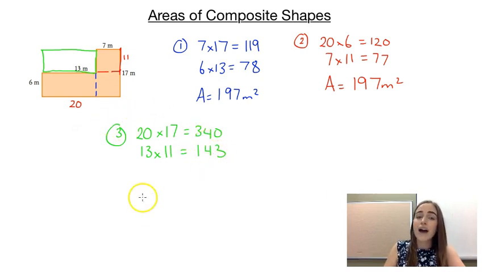And then this time, instead of adding them together, we'd subtract them. So we'd go the area equals 340 minus 143 to get 197 meters squared.